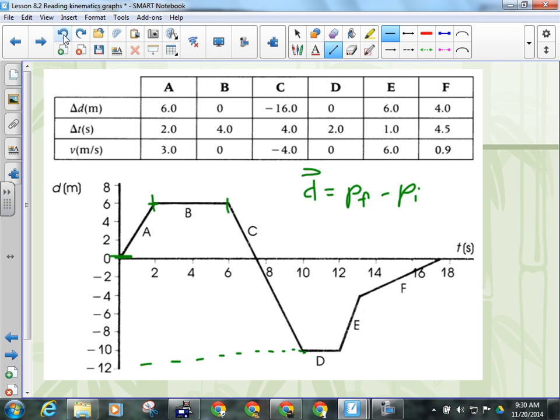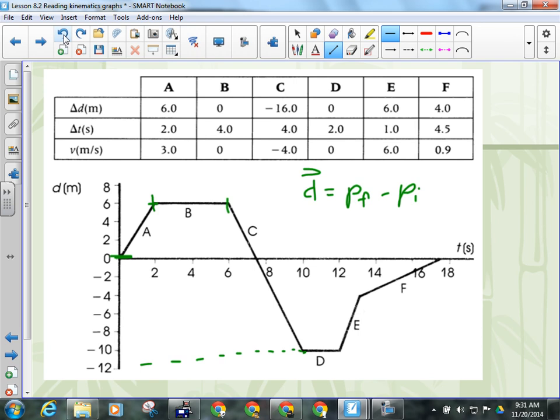Okay, final position is negative 10, initial position is positive 6. Negative 10 minus 6 is negative 16. Okay, negative 16, right? If I'm already in the hole and I spend more money, I'm more in the hole, right? Okay, all right, so negative 16 meters would be our displacement for part C. Okay, in part D, obviously, again, it's flat, and so the displacement would be 0.